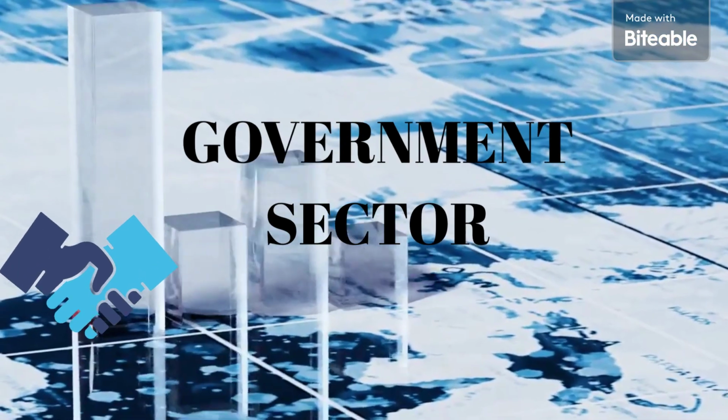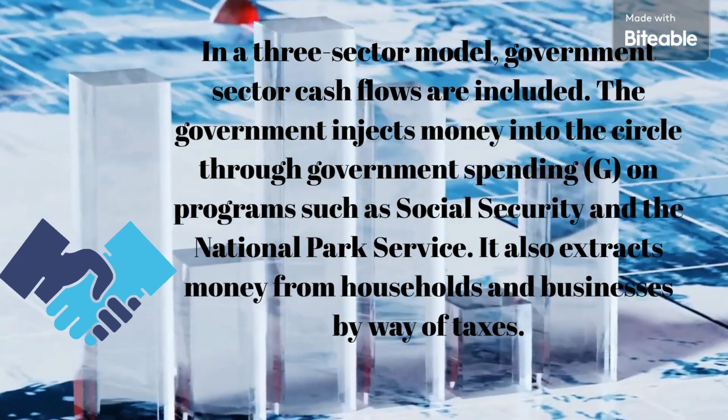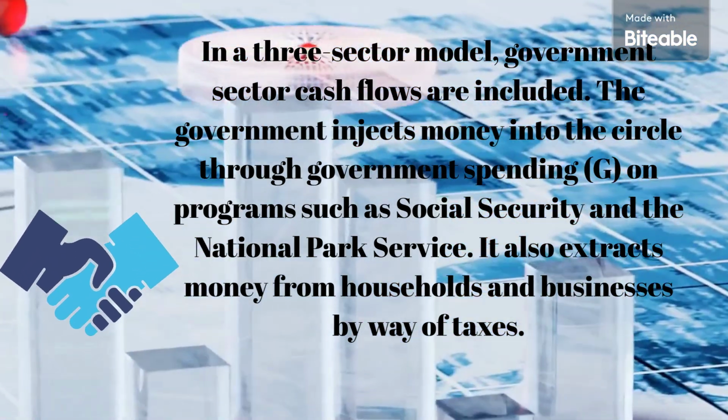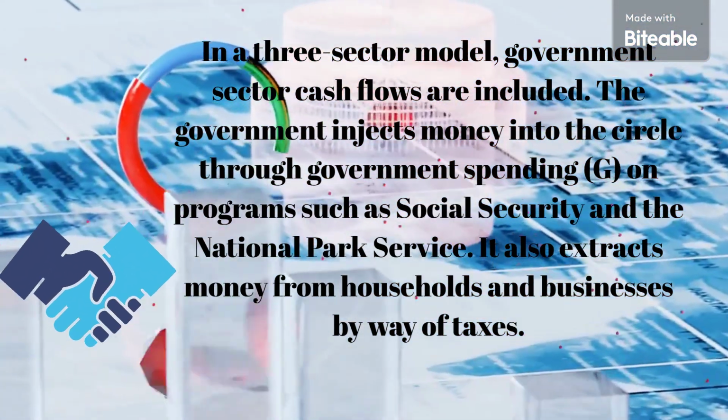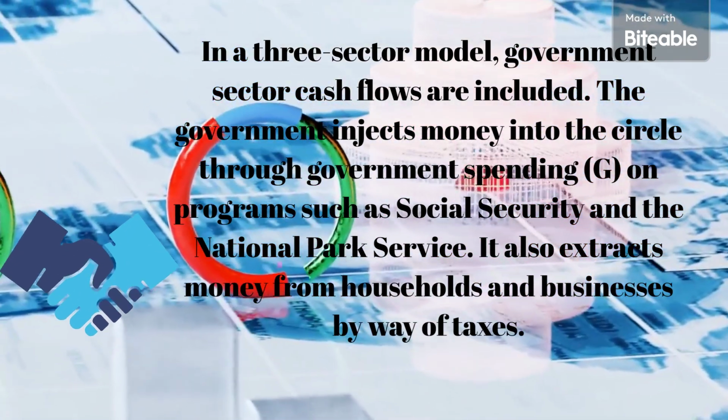In a 3-sector model, government cash flows are considered. The government puts money into the circle by spending, G, on programs like Social Security and the National Park Service. It also taxes people and corporations.